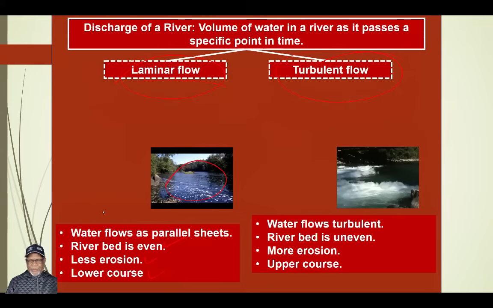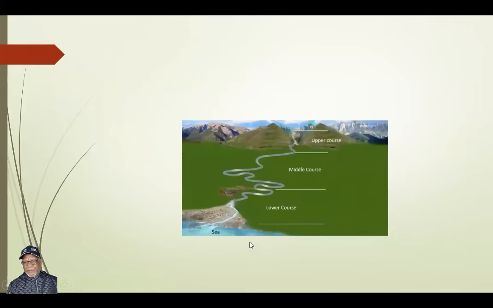So at this stage, you can say the river is graded. And then here in turbulent flow, water flows in turbulence and the riverbed is uneven. What do we mean it's uneven? There are waterfalls, there are rapids there. There is more erosion, and this process is more likely to take place in the upper course. But here, there is more balance between erosion and deposition. Here, we have a dominant erosion as a process.